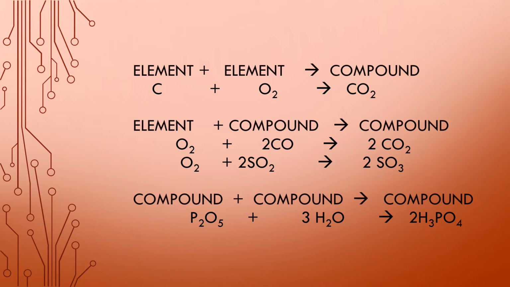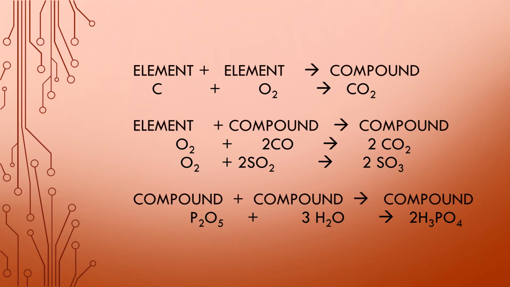Similar examples we could say like sulfur combines with oxygen to form sulfur dioxide. Calcium combines with oxygen to form calcium oxide. Few more examples where element combines with compound to give a new compound. Carbon monoxide combines with oxygen to form carbon dioxide. Sulfur dioxide combines with oxygen to form sulfur trioxide.